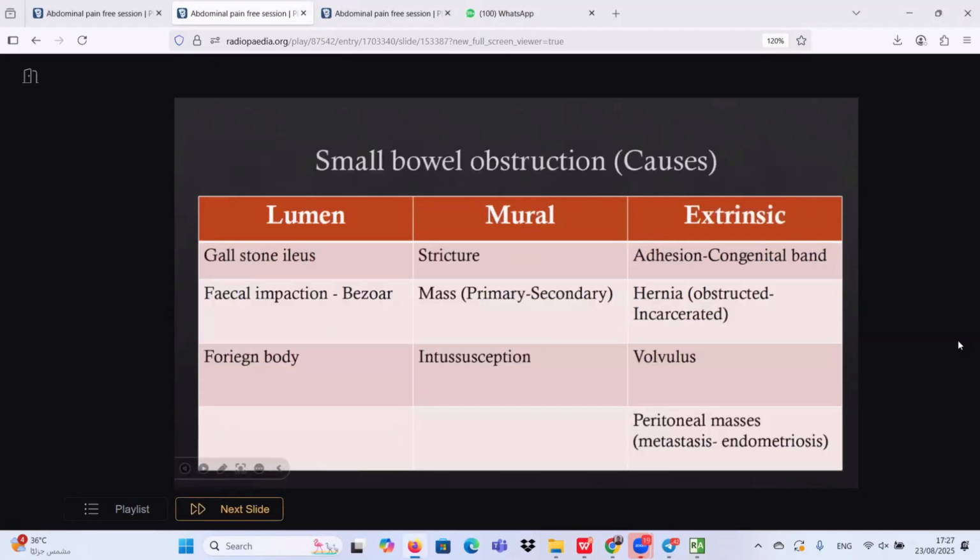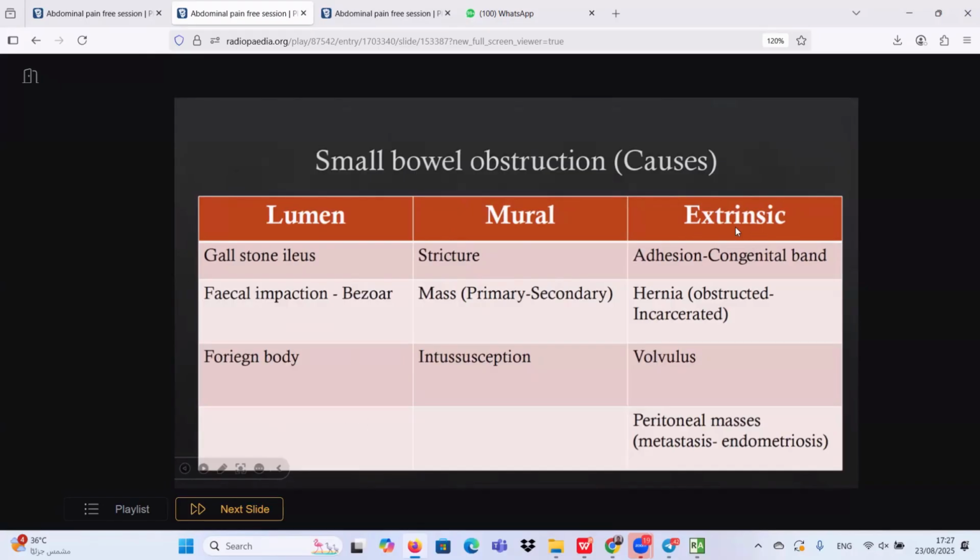We have different causes for small bowel obstruction. To memorize them, you will find luminal causes, mural causes, and extrinsic causes. Inside the lumen: gallstone ileus, fecal impaction, foreign body. Mural: if we have any stricture of the bowel loops, or any mass, either primary or secondary. By the way, secondary malignant causes are like metastasis, most likely from the breast or gastric metastasis. Also intussusception, I consider this one a mural cause, but you can put it inside the luminal causes.